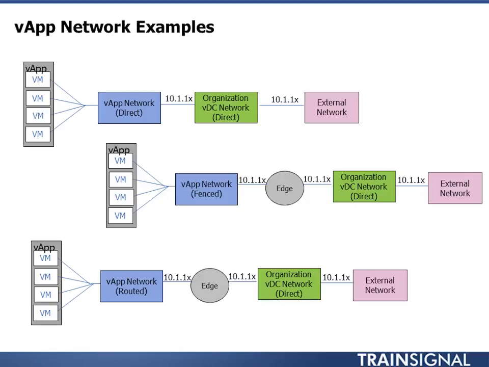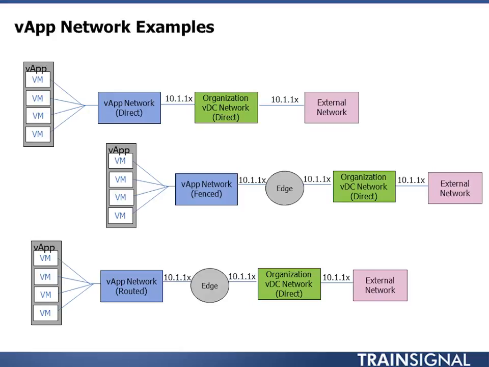The next design at the bottom is a routed network. It's very similar in look to the fence network, except it's doing different things. The virtual router there in the edge device sits between the vApp network and the org VDC network. Its basic purpose in life is to provide some services for the networks in there. It provides a new subnet, it provides some routing, provides NAT, firewall, things like that, so that the vApp is kind of in its own different world, its own subnet behind the edge device.